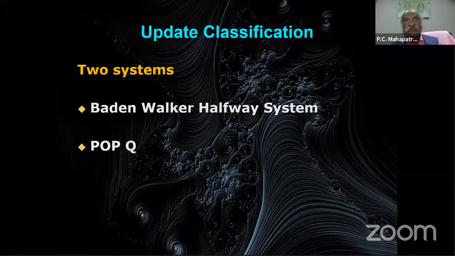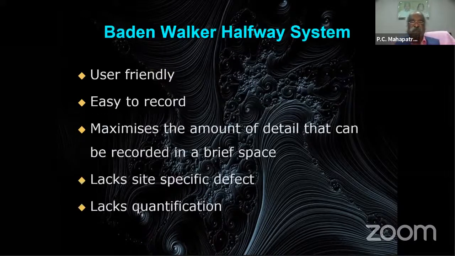Now, the update classification next comes as the Baden-Walker halfway system. It is almost the same as the Malpass classification, and the POP-Q classification is the latest system for that. Baden-Walker, what is the change? It's user-friendly, easy to record, and maximizes the amount of detail that can be recorded in a brief space. It lacks site-specific defect. It lacks quantification. It's again on a central defect for that also.